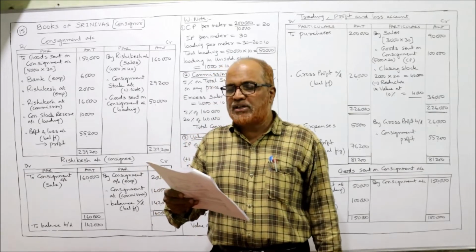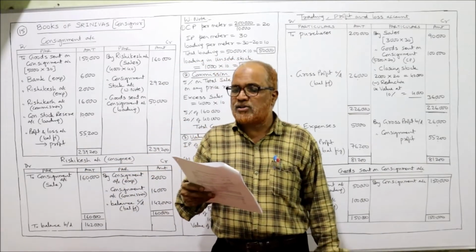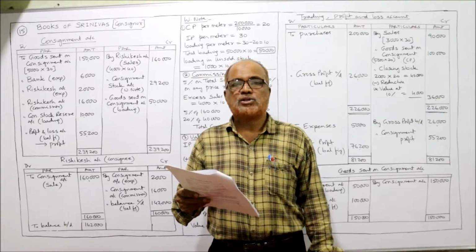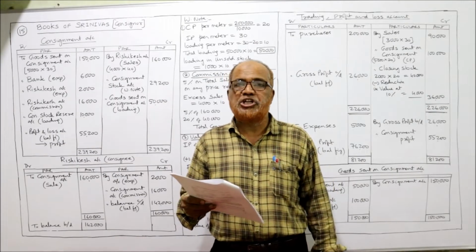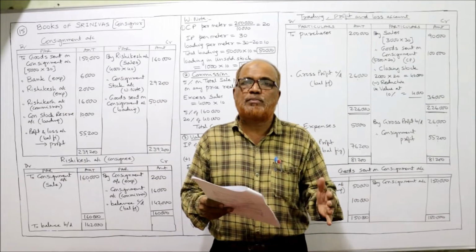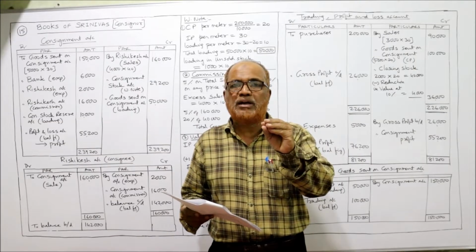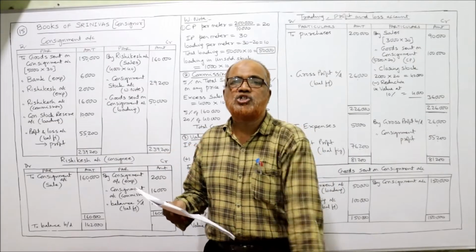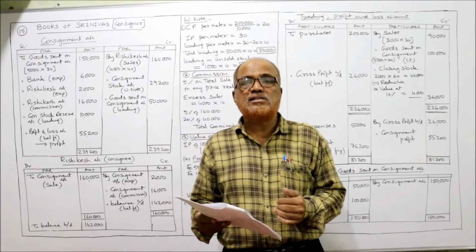Then 5,000 meters were sent on consignment to Rishikesh at the selling price of 30 rupees per meter. So here the consignor is Srinivas, consignee is Rishikesh. Actually 10,000 meters were purchased by Srinivas, but out of 10,000, 5,000 meters he sent to Rishikesh, the consignee. And the selling price 30. What is the selling price?